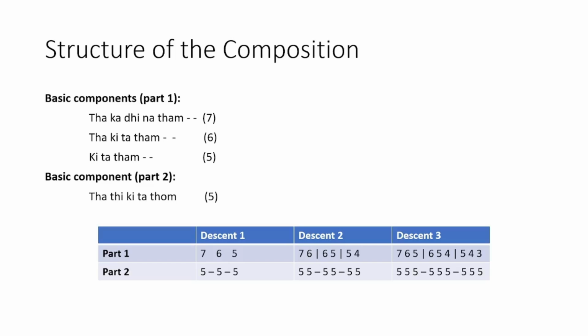The composition starts like this: Takadinatam, Takitatam, Kitatam. Just three components. Takadinatam, which is a pattern of length 7, which then reduces to Takitatam 6, Kitatam 5. And then Tatikitatum, Tatikitatum, Tatikitatum. That's part 2, which is just a pattern of 5 repeated thrice with a gap of 1.